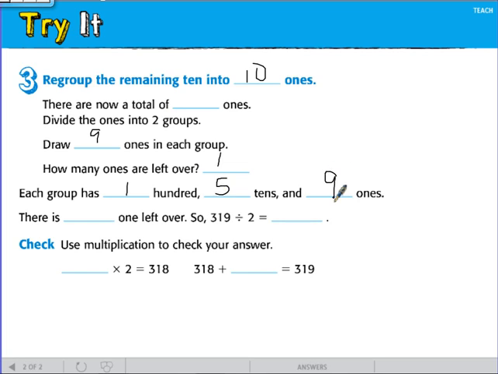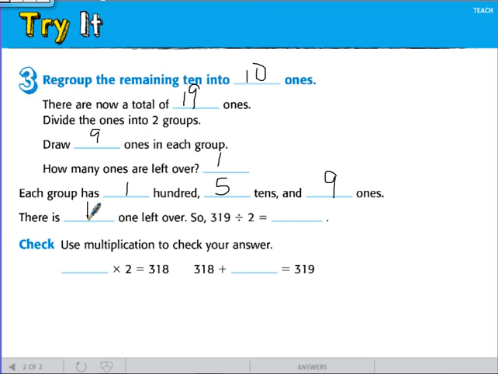And I'm sorry, I missed this little part: there are now a total of how many ones? When we broke up our 10, how many ones did we have? 10. We had 10 ones from that. How many ones did we start with? We started with 9, right? We had 9 ones to begin with, then we broke up one of our 10. So how many ones did we have total? 19. That's why we had 9 in each group with the remainder of 1. So there is 1 left over.